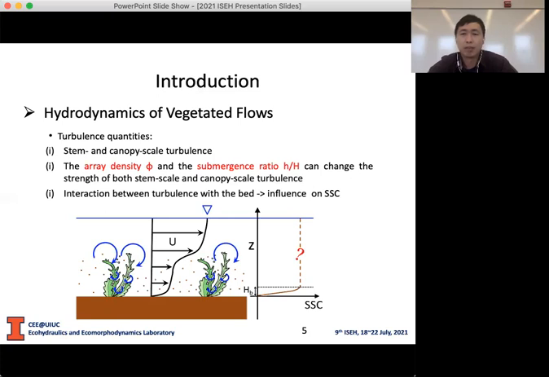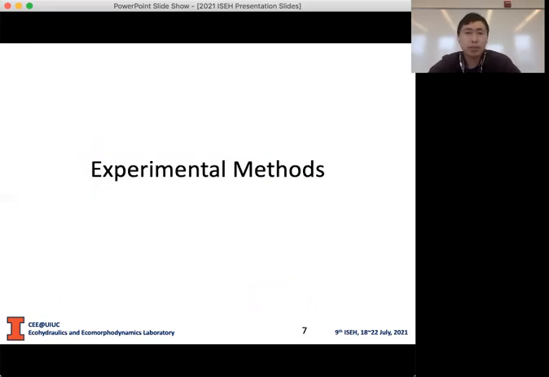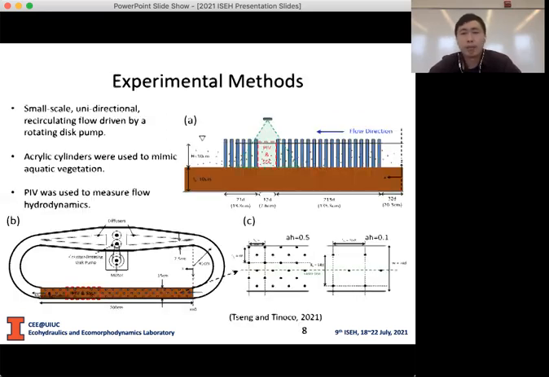in the water column. So in this presentation, I will discuss how the hydrodynamics alteration by the vegetation, which can be a function of the vegetation parameters, impacts the sediment suspension. So our main purpose is to identify and characterize the dominant processes driving sediment motion in vegetative flows and develop a model to predict sediment suspension in vegetative flows. So next, I will describe the experimental methods and the setup.